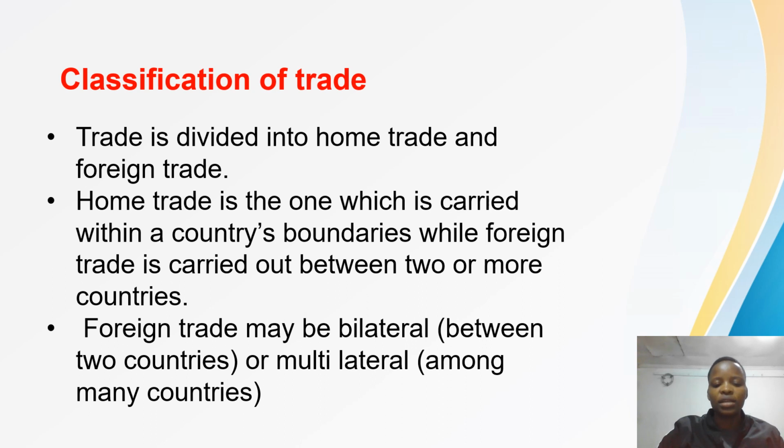Bilateral, this is trade between two countries. For example, Kenya and Tanzania, two countries. They involve themselves in trade. We have multilateral, which is the trade among many countries. So this is over two countries. For example, Kenya, Nigeria, and Tanzania involve themselves in a trade that is foreign trade.